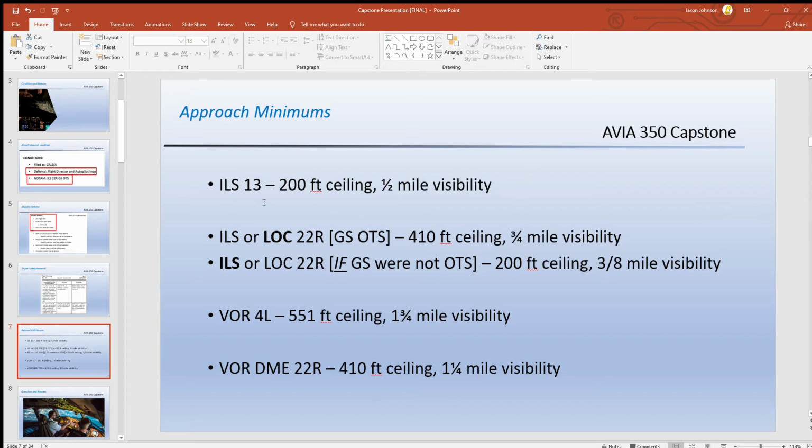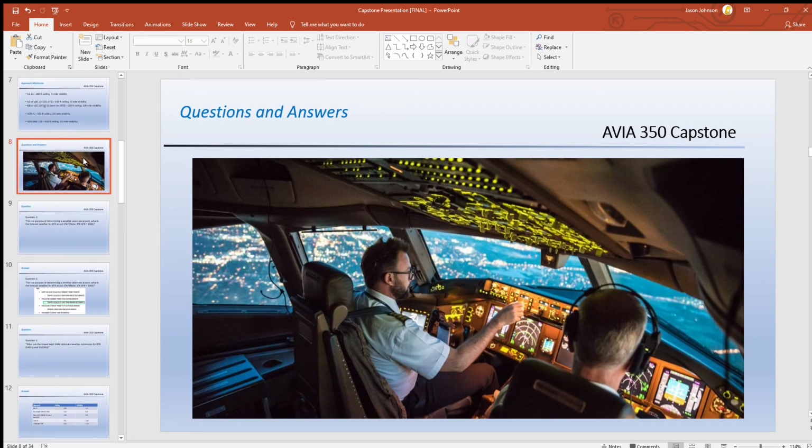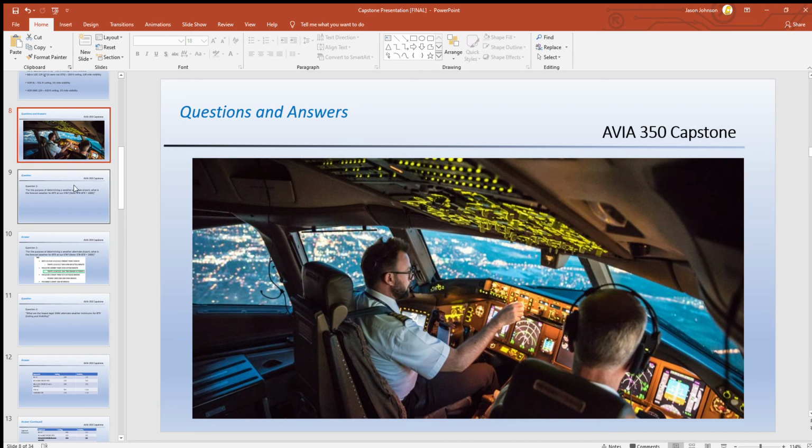So we got the ILS 1.3, we got 200.5. We got the localizer only to 22 right since the glide slope is NOTAM to OTS. We got 403/4. If it weren't NOTAM to OTS, we'll talk about that later on, then we'd have 203/8. That's kind of a screwy visibility. I think I've seen that a few times before, but not too common. VOR, at least in my experience. VOR 4 left, we got 551 feet, 1 3/4 viz, and VOR DME 22 right, we got 410 and 1 1/4.